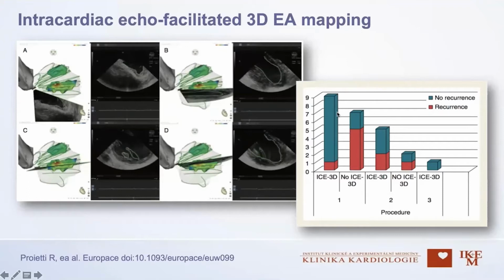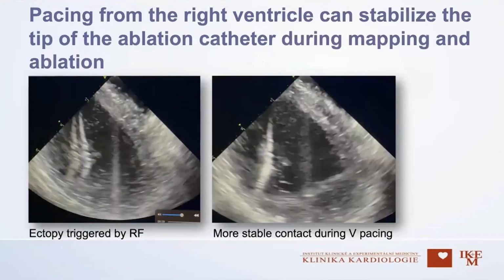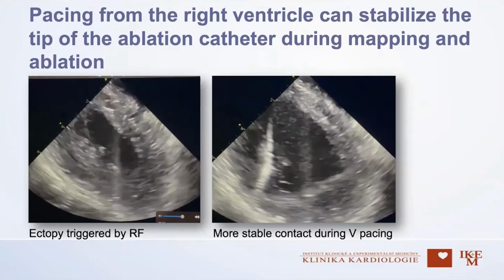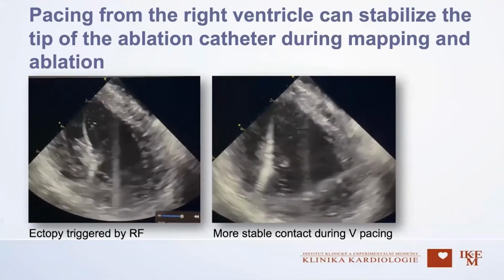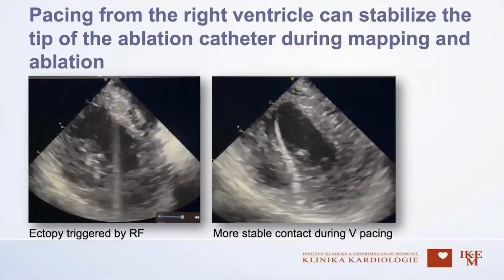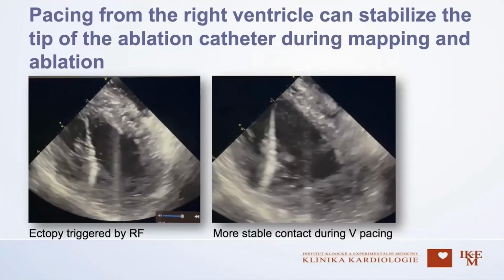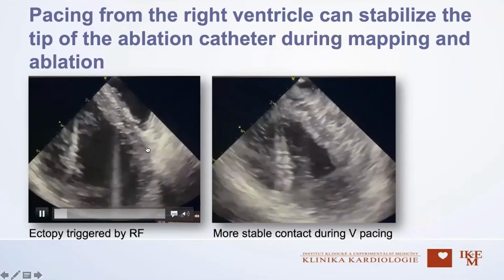And this paper showed nicely that intracardiac echo significantly improved the results of ablation because you know what you are doing. We learned also that pace mapping is not good because of catheter instability, so activation mapping is preferable for ablation of these structures. And we also learned that if you do ablation, usually there is ectopy, and ectopy creates a lot of movement and instability of the catheter, as you can see here on the left panel.